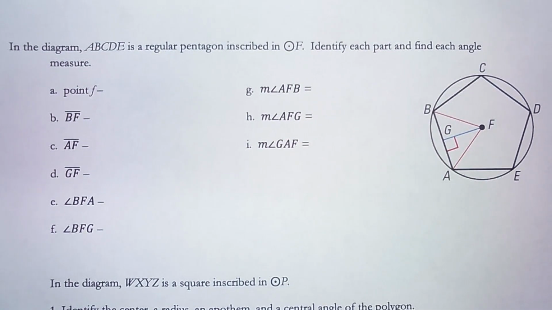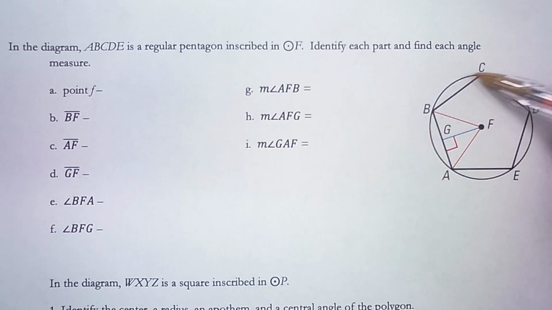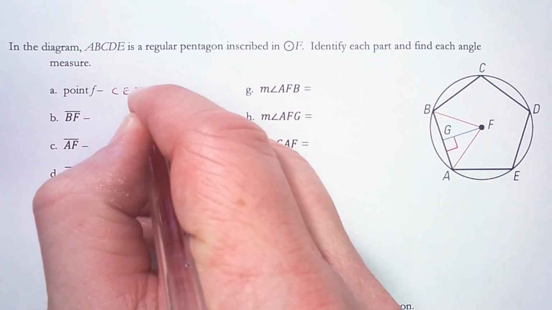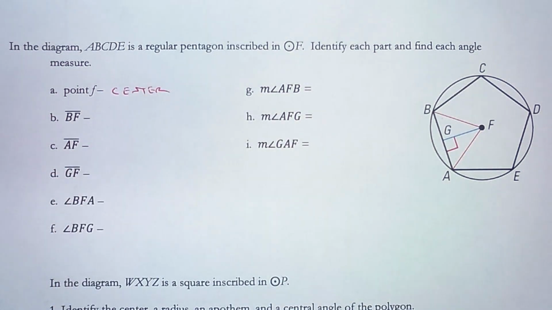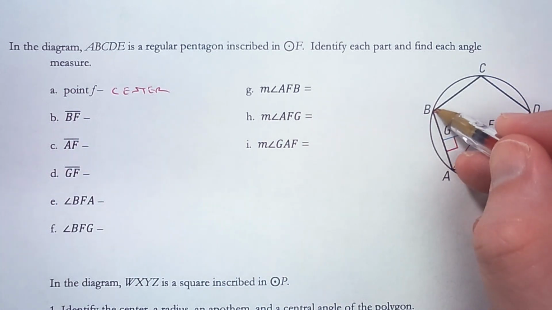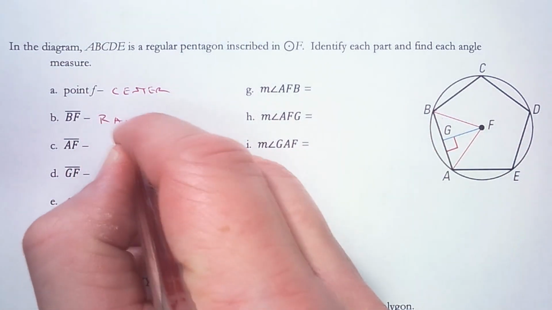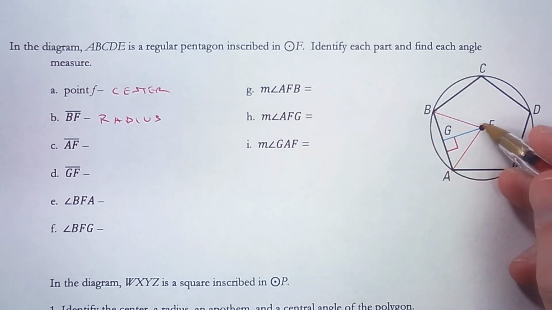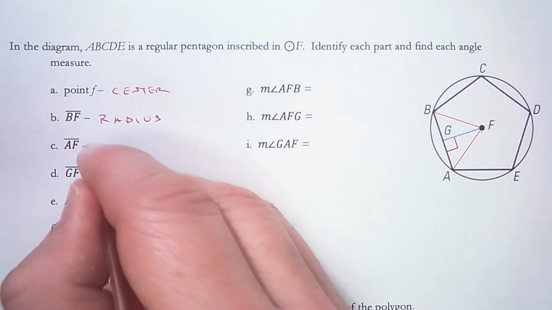In this diagram, ABCD is a regular pentagon inscribed in circle F. So the pentagon is inscribed, the circle is circumscribed. Identify each part and find each angle measure. So we will identify point F. Point F is a center. Segment BF, from B to F, that's from a vertex to the center, that is a radius. Segment AF, from A to F, that's another radius from a vertex to the center.